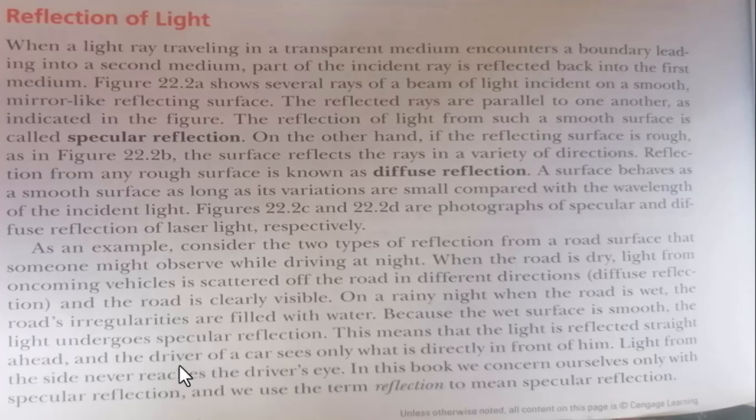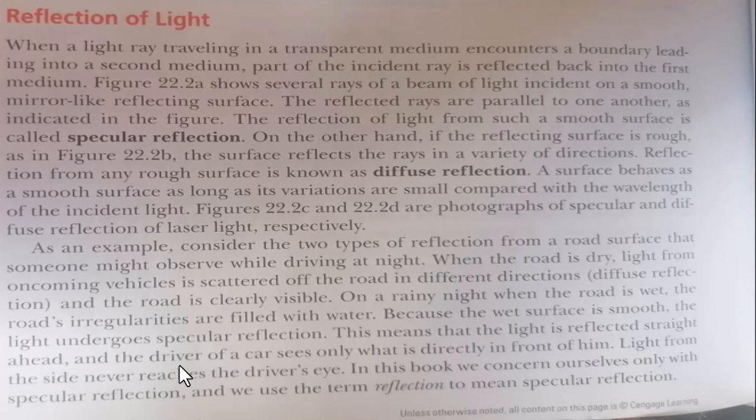This means that the light is reflected straight ahead, and the driver of a car sees only what is directly in front of him. So we are therefore saying, on a rainy day, you are on the road traveling some distance to a particular place, and the light from the oncoming traffic is shone upon you. So what is happening now? The light is reflected straight ahead. This light is reflected straight into you, and the driver of the car sees only what is directly reflected in front of him.